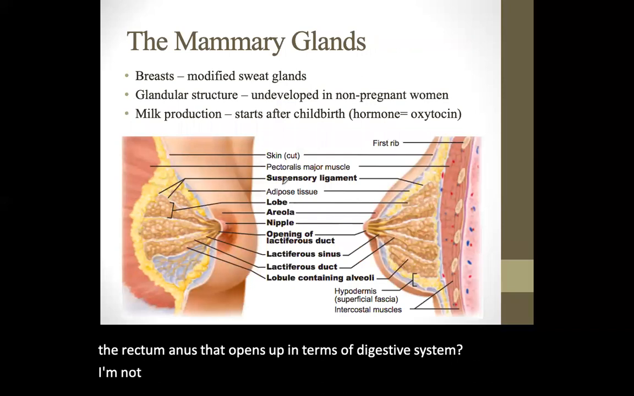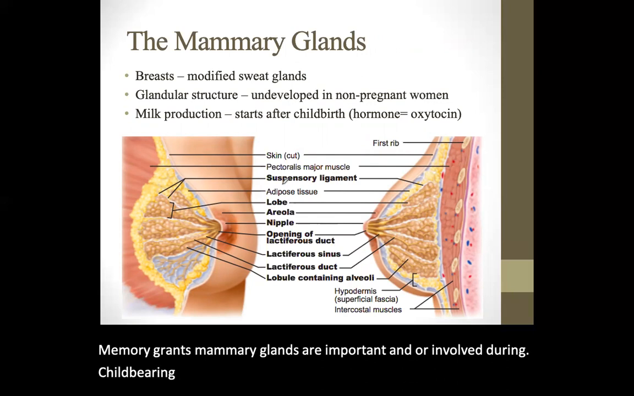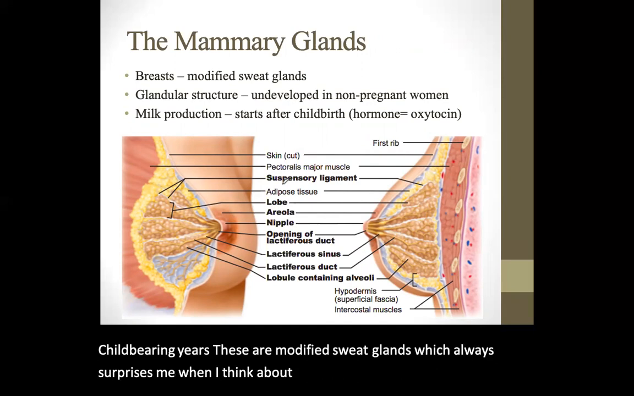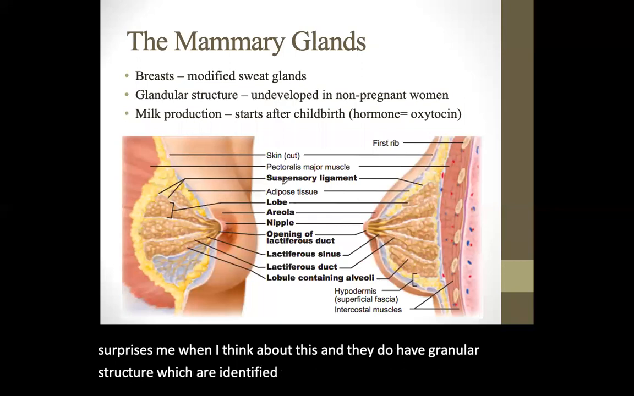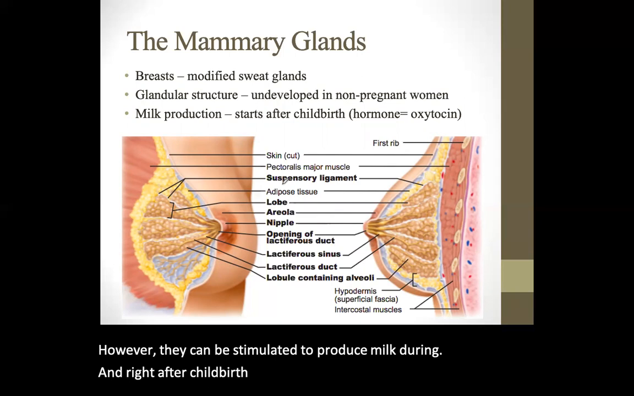Mammary glands. Mammary glands are important and are involved during childbearing years. These are modified sweat glands, which always surprises me when I think about this. They do have glandular structure, which are identified as undeveloped in non-pregnant women. However, they can be stimulated to produce milk during and right after childbirth as the level of the hormone oxytocin elevates.